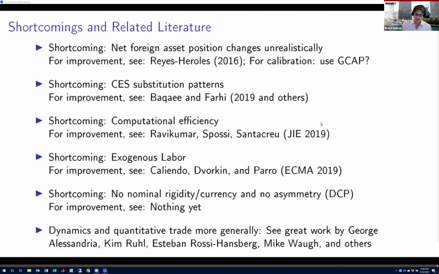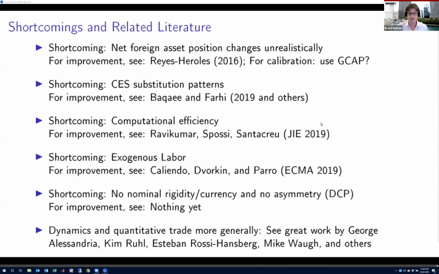Let me finish up. This is the last slide, but I think an important one, by noting some important shortcomings, as well as what some other papers in recent literature have done to try to plug those gaps, and also some opportunities if any of you wanted to try to build on this. The first has to do with one of the modules I presented yesterday on the net foreign asset position. In my paper, we solve a planner's problem, which means that when shocks occur, the present value of future trade balances for any given country can change, and actually can change in largely unrealistic ways, okay?